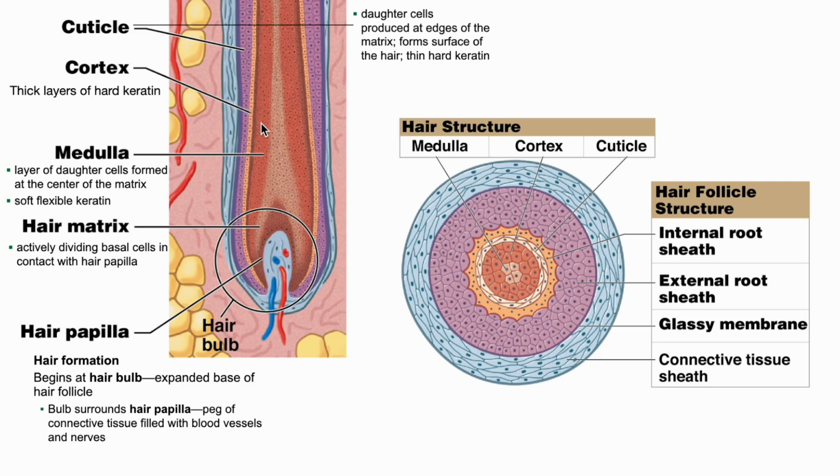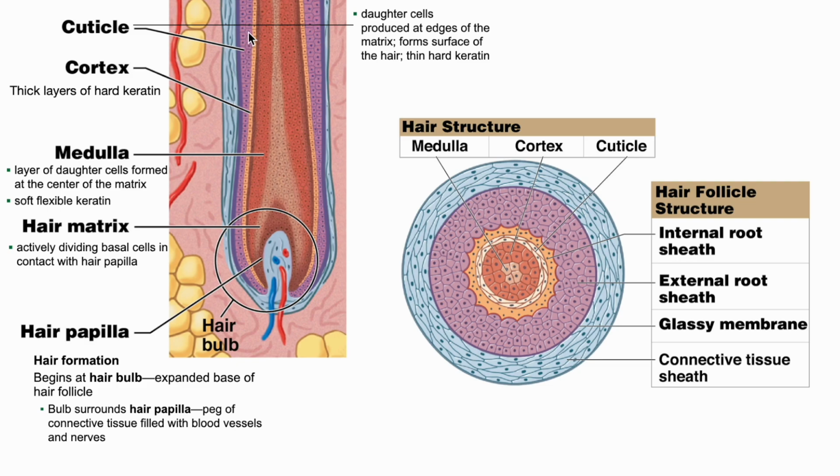And then as they migrate outward, we'll have the thicker layers of the cortex. These are going to be very hardened cells because they are filled with keratin in that cortex. And then as we move up, we're going to find a cuticle, which in this diagram is in purple.